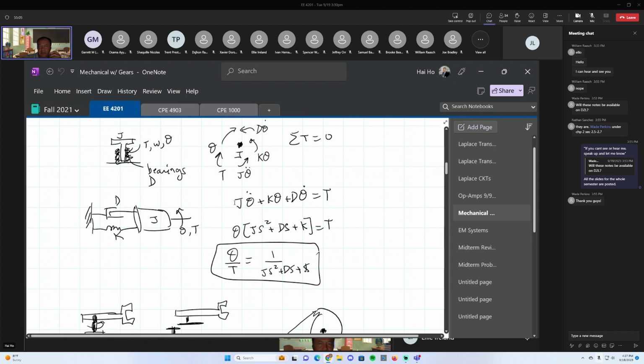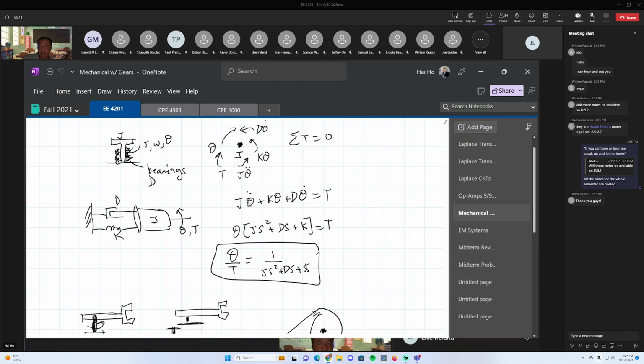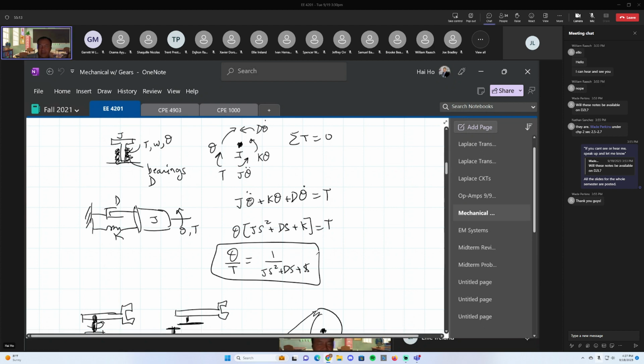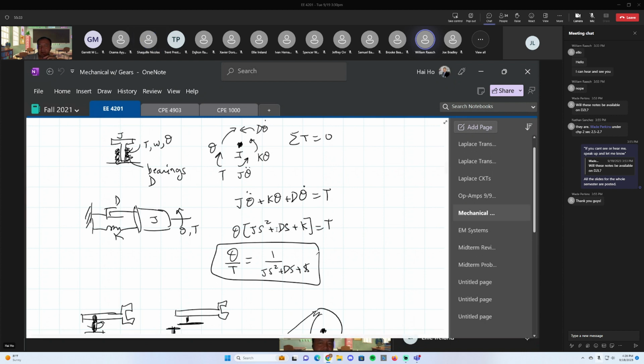So think of this first term, J theta dot dot. Well, the Laplace of that is J S squared big theta of S, which is this right here. And then you just pull it out for every term. Exactly. You just pull out theta of S and leave what's inside the bracket to be the coefficients and the S terms, because there's always going to be theta of S when it comes back.